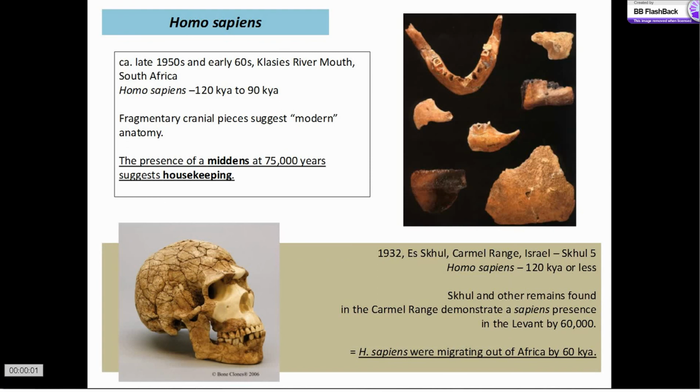Oh, and again, since we're talking about Homo sapiens, might as well show you Skhul 5 again. So we know that these guys were migrating out of Africa by 60,000 years ago, although this guy could have been 120,000 years old, suggesting that by 120,000 years ago, Homo sapiens, even the kind of archaic populations that would have been around then, were spreading out of the Rift Valley into South Africa and into places like Israel.